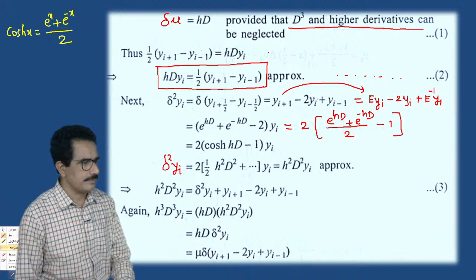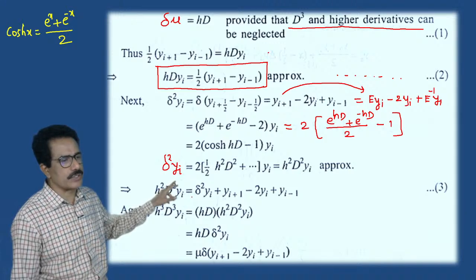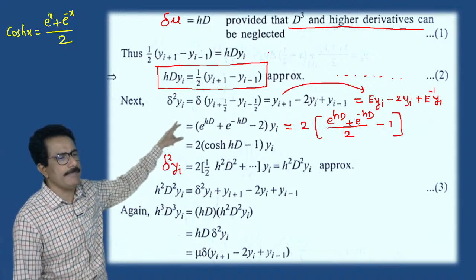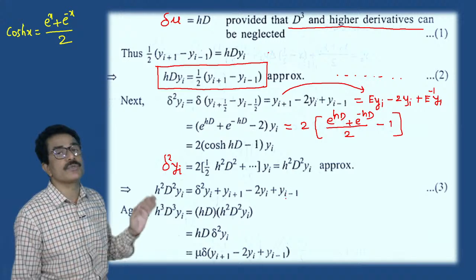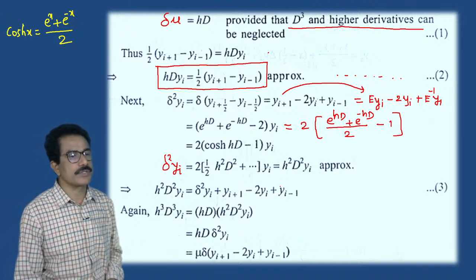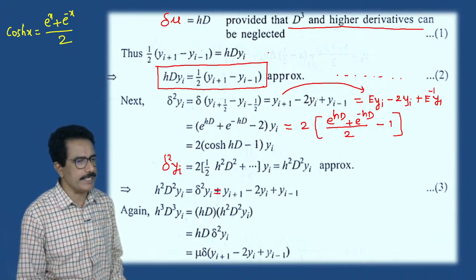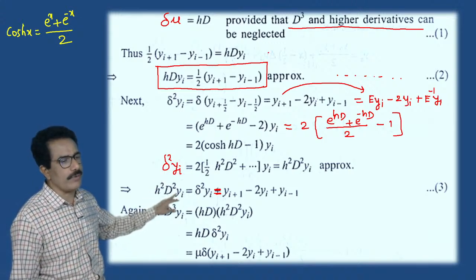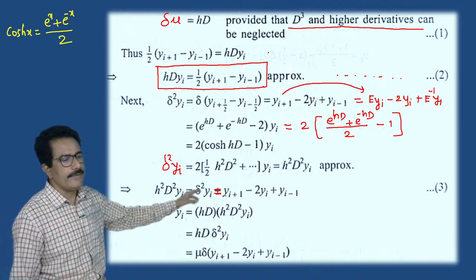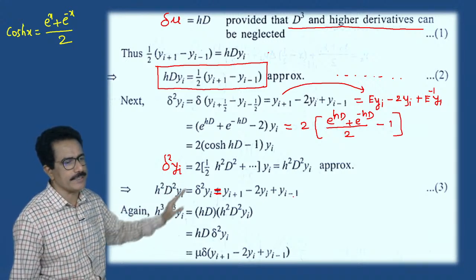Now, h square D square is equal to delta square. According to this, yi plus 1 minus 2yi plus yi minus 1 is h square D square. We can take this here. It will be equals here instead of plus. So we get the relation h square D square yi, which is equal to delta square yi, which is equal to yi plus 1 minus 2 times yi plus yi minus 1.